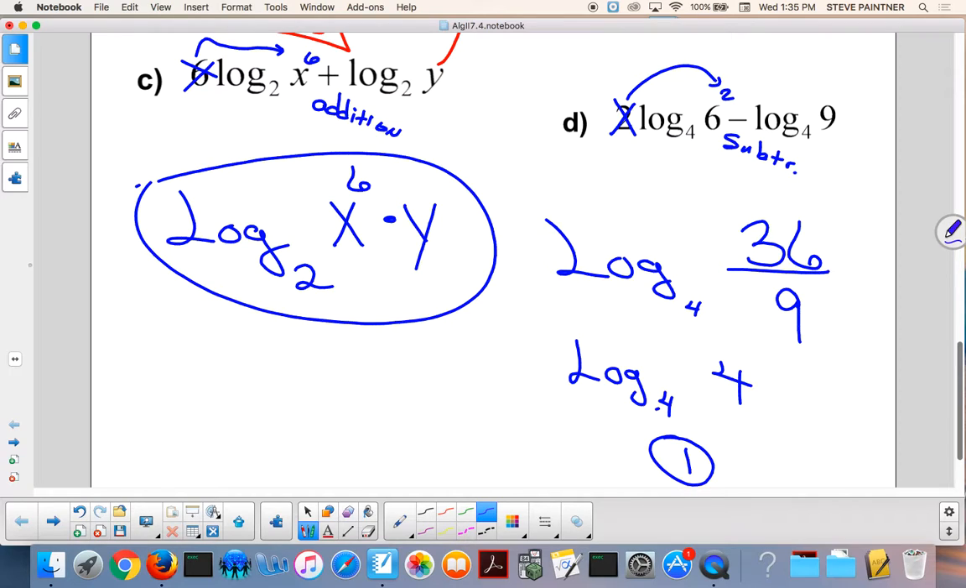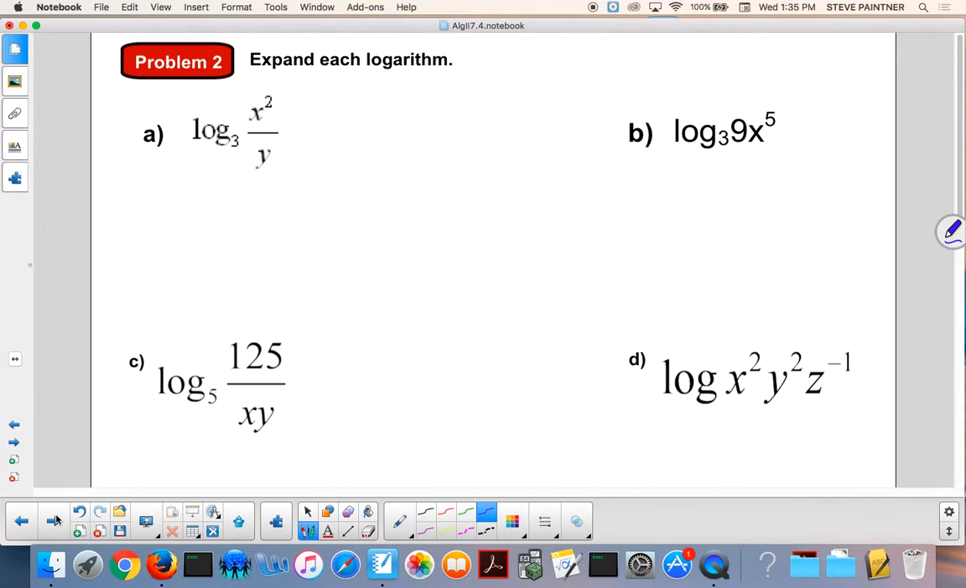Okay, you guys went from 2 logs to what? 1 log, that's called a single log. Now take 1 log and do what? Expand it. Make it 2 logs, make it 3 logs, make it 4 logs. Whatever it happens, okay? Using your properties.